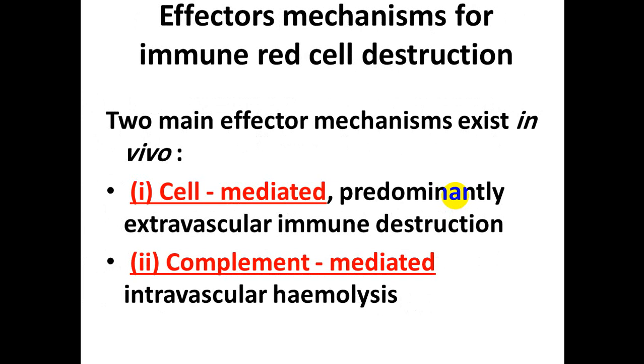Effector mechanisms for immune cell destruction. Two main effector mechanisms exist in vivo: cell-mediated, predominantly extravascular immune destruction in the spleen or liver by macrophages, or complement-mediated intravascular hemolysis by IgM and complement.